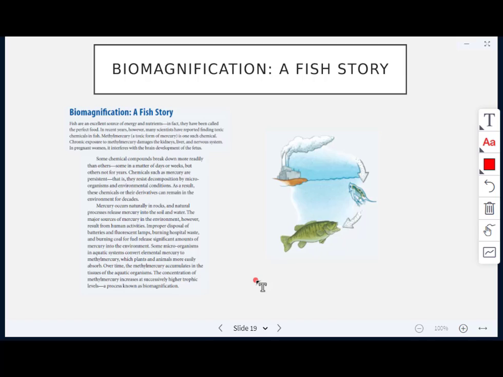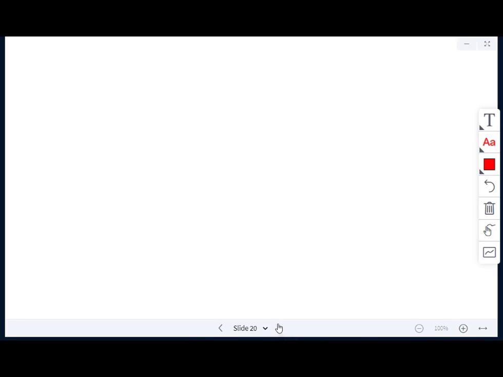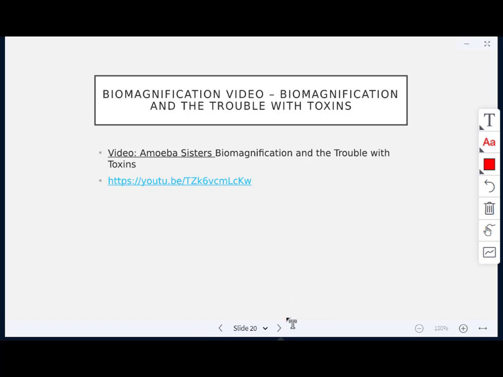Some microorganisms in aquatic systems take that elemental mercury and convert it to methyl mercury. Plants and animals will easily absorb that. And over time, that methyl mercury accumulates in the tissues of aquatic organisms, and it increases as we go through the food chain from the lower trophic levels to the higher trophic levels. And again, that process is biomagnification. So we'll watch this video here on biomagnification.